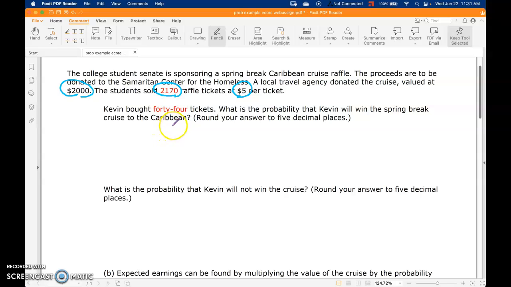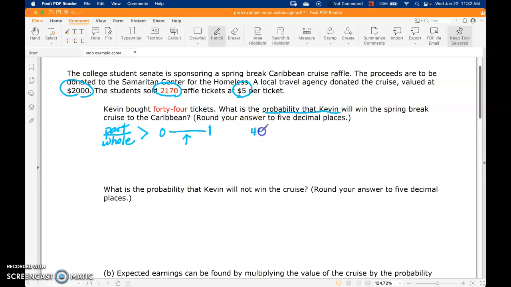Now this first question is asking, what is the probability that Kevin will win that cruise if he bought 44 tickets? Well, for probability, you always want to put the part that you're looking for over the whole amount. And probability is always a decimal or a fraction between 0 and 1. We're not talking about the percentage, we're talking about the probability. So you're always looking at some fraction or decimal between 0 and 1.